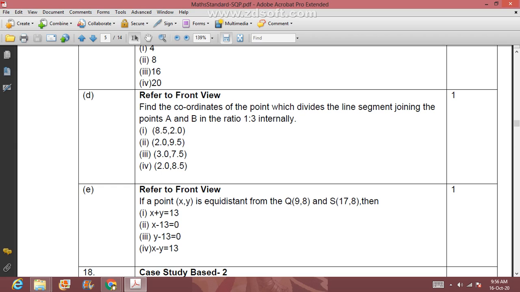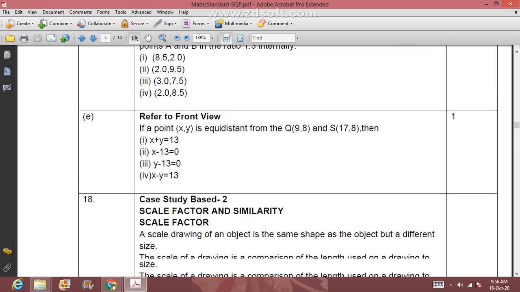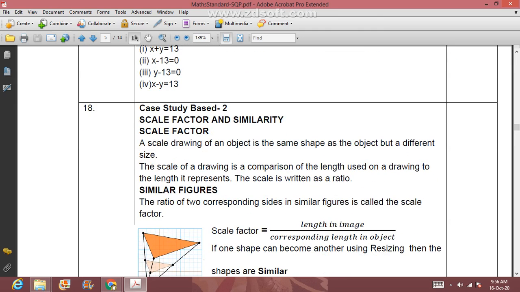So these are the questions on coordinate geometry. This case study is on coordinate geometry. It is a 4 marks question of the case study on coordinate geometry. This is question number 17. Here is question number 18.